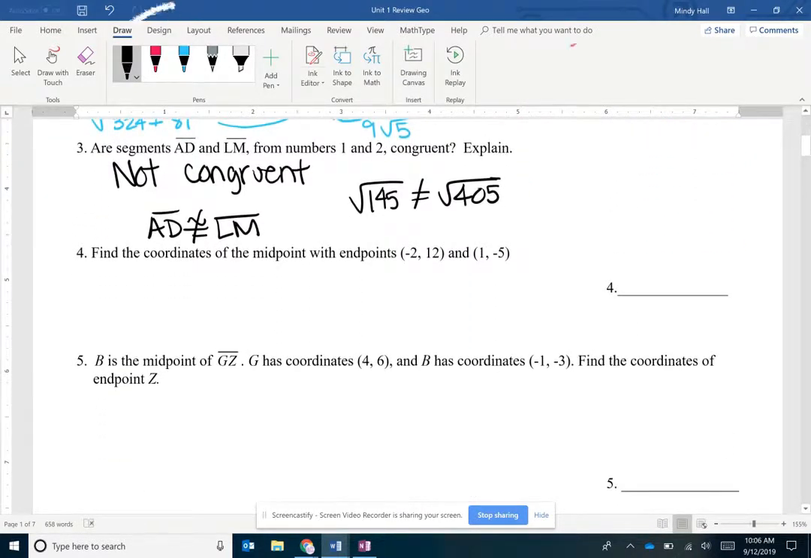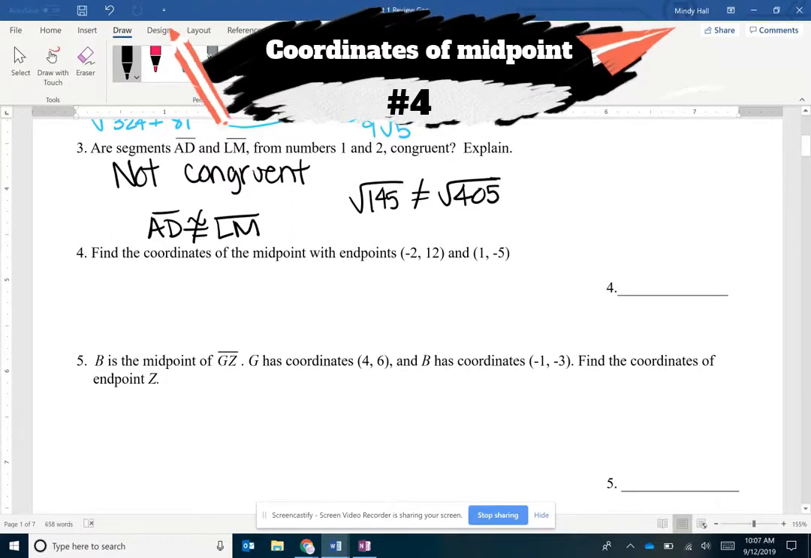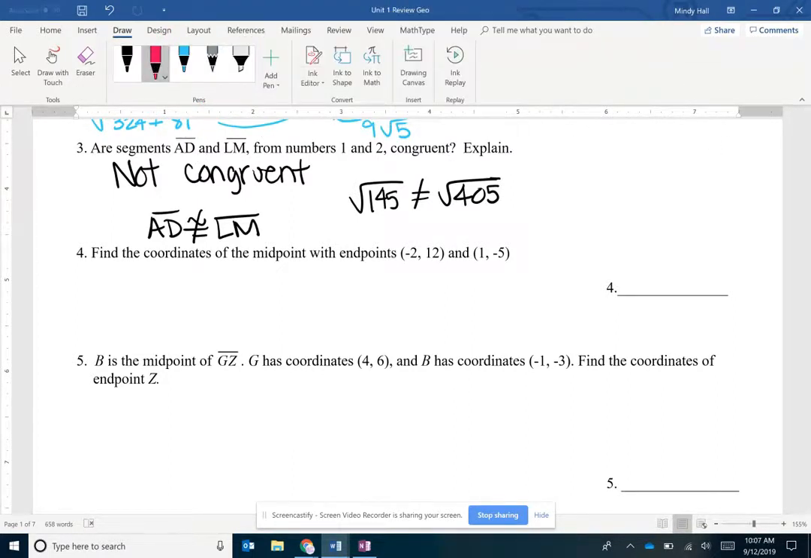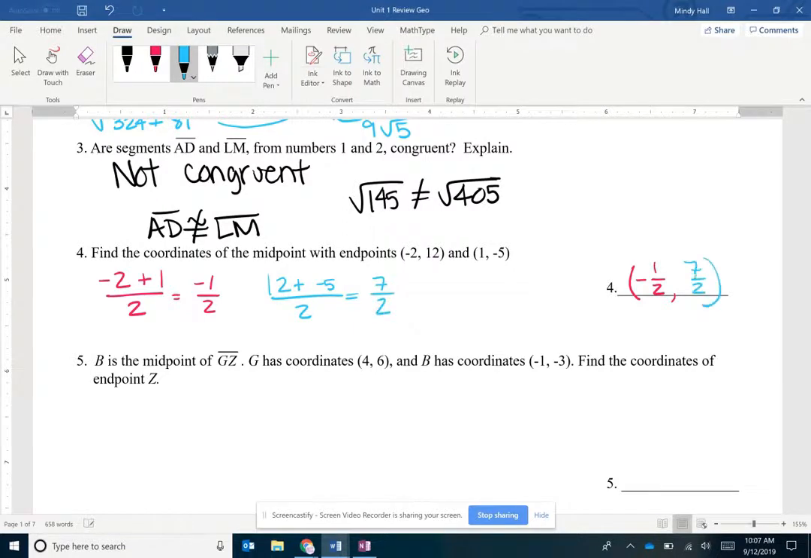So now we want to find the coordinates of the midpoint with endpoints negative 2, 12 and 1, negative 5. With this one, we are going to add our x values together. So negative 2 plus 1 divided by 2 to get my x value, which is negative 1 over 2, and we cannot simplify that. Then we add the y's together, so 12 plus negative 5 divided by 2. 12 plus negative 5 is like 12 minus 5, so that gives me 7 over 2. That also cannot be simplified, so that is the y value of my midpoint.